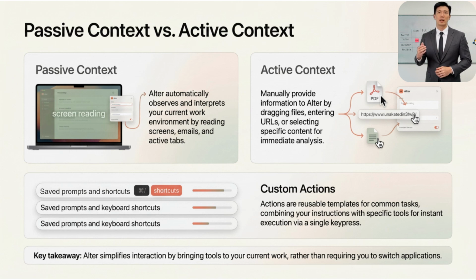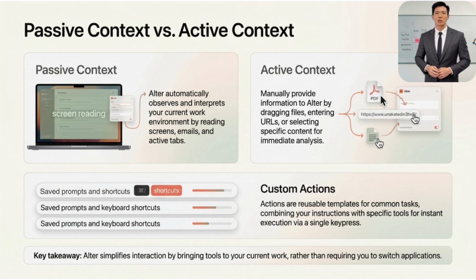There are 2 ways context gets added. Passive context is what Alter picks up on its own just by reading your screen. Active context is when you manually drag in a PDF, a URL, or a file you want to work with. Both methods work inside the same interface.